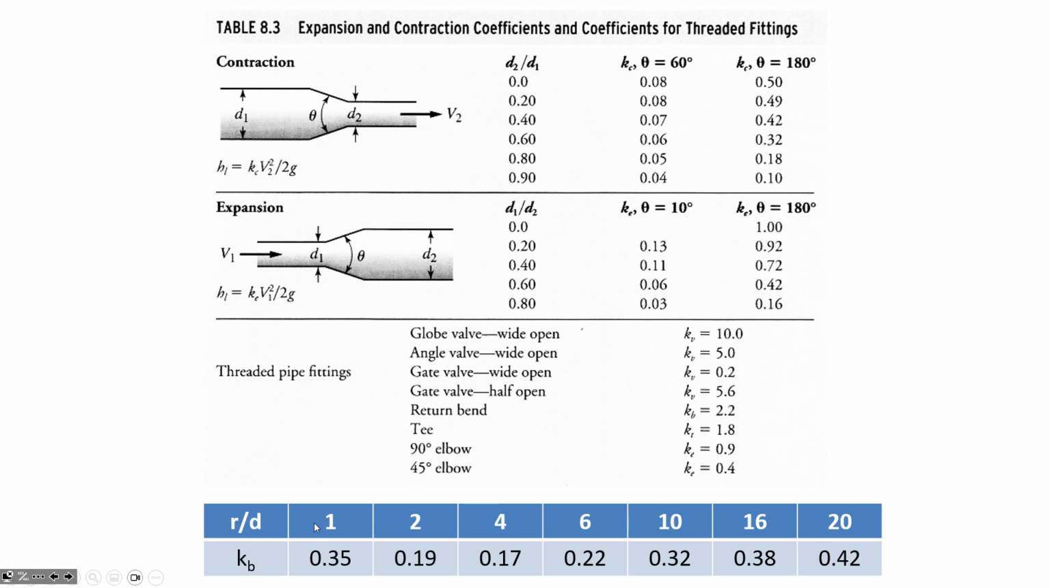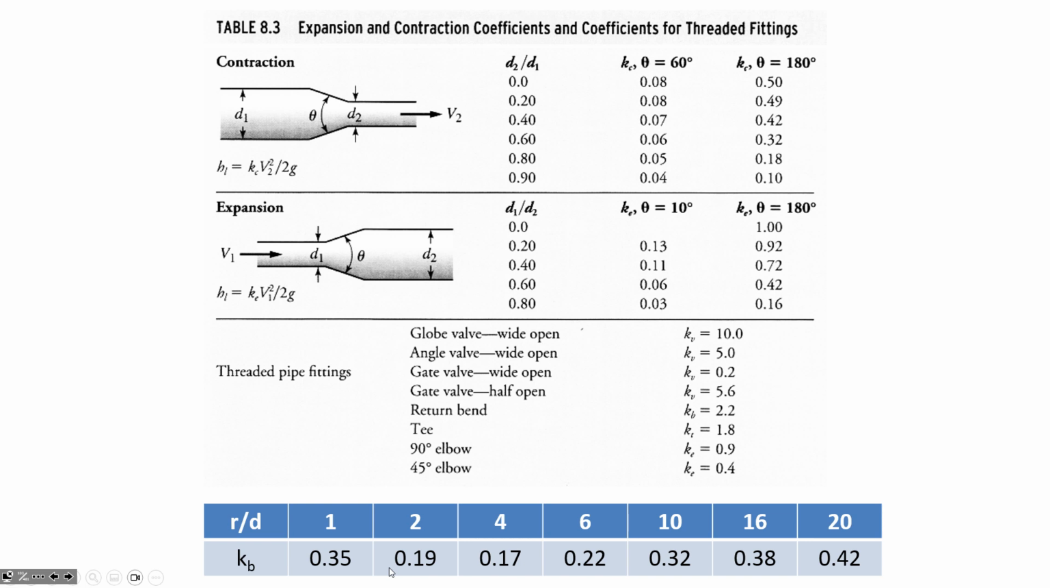So an R to D of 1 is going to be, it's not quite just an angled elbow, but maybe we're trying to round it a little bit. So just with a little bit of rounding, that would be the R to D of 1, and that's saying it's 0.35, whereas a 90-degree elbow was 0.9. So you save a lot of energy just by rounding the edges a little bit, right? You save more energy the more gradual you make that transition.